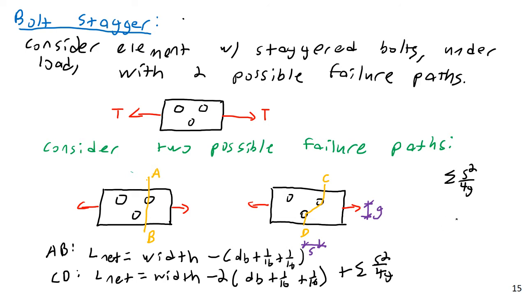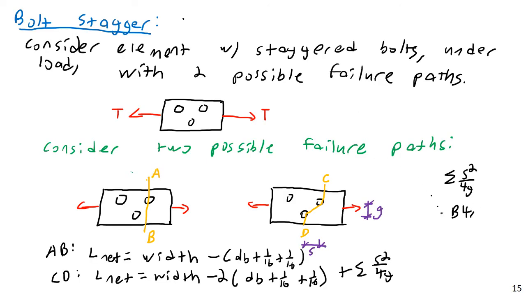And this is section B4.3b. It's going to be chapter B, B4, 3 lowercase b like this. And it's on page 16.1-20 of this 15th edition of the AISC Steel Manual. On page 16.1-20, you can see where they describe the s squared over 4g in the net area calculation.